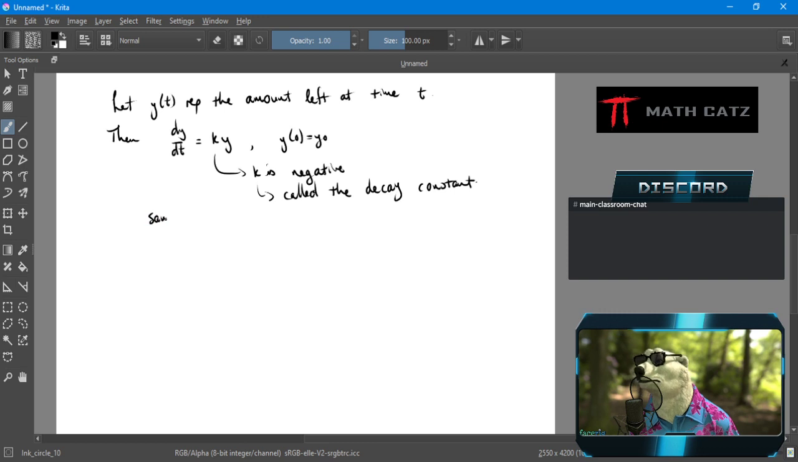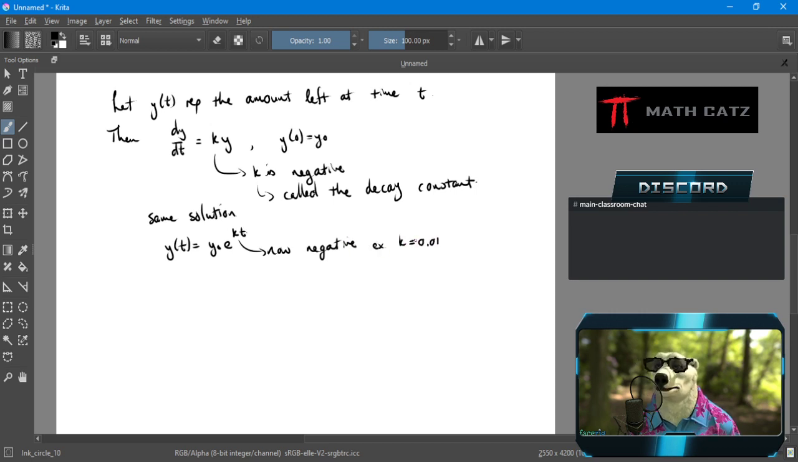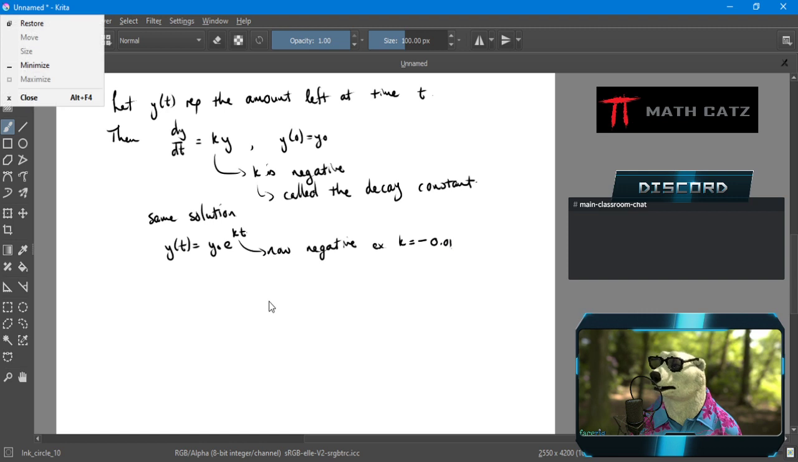So it's the same sort of template solution of an exponential function, but k is now negative. For example, k could be negative 0.01. Let me make that negative much clearer. Negative 0.01, for example.